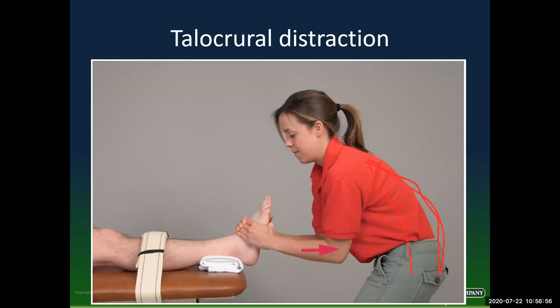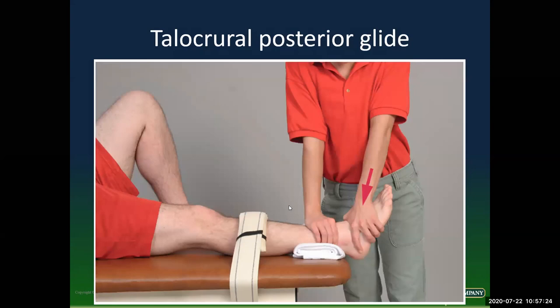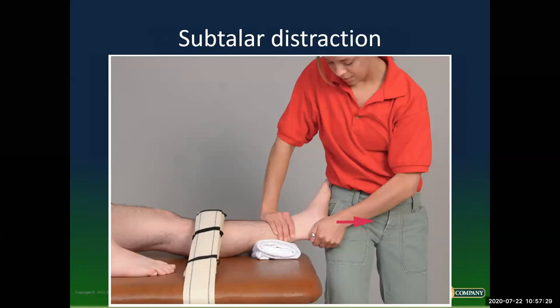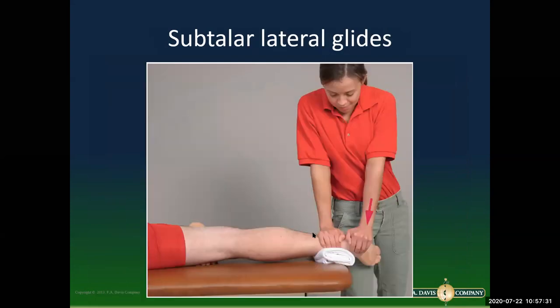What could she do to help her posture? Raise the table, or you know what I'd do, honestly? I'd sit down. If she sat down, she can still get force pulling backwards, and then I can use the wheels of the chair to help me roll backwards to get that distraction. There's talocrural posterior glide, talocrural anterior glide, subtalar distraction, and subtalar lateral glides.